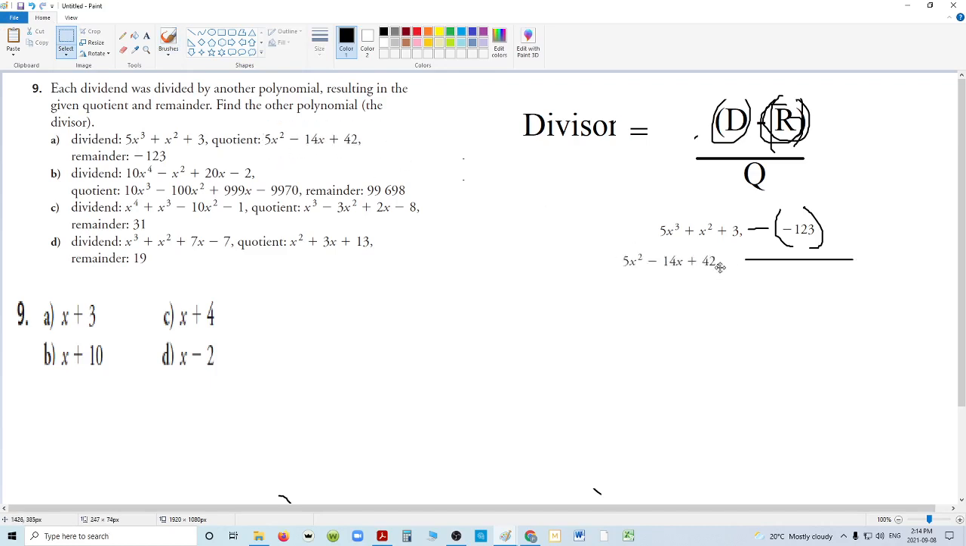Well, let's figure out our above part first, because this we're just going to use long division to figure out the divisor. What is 3 minus 123? Well, it's plus 126, right? It's plus 126.